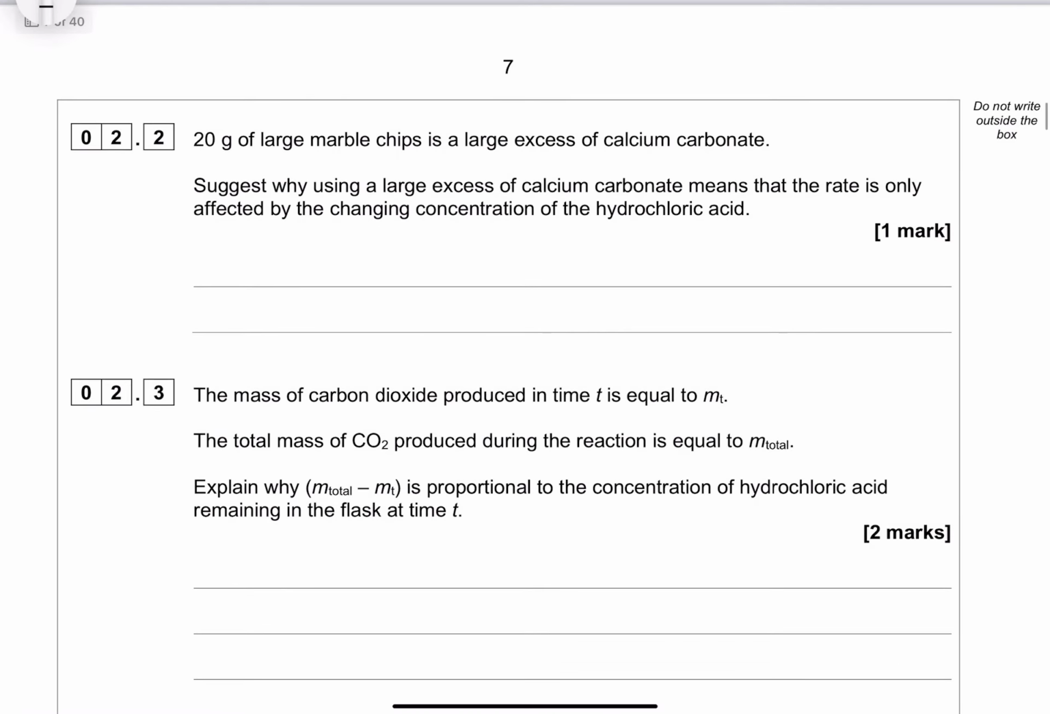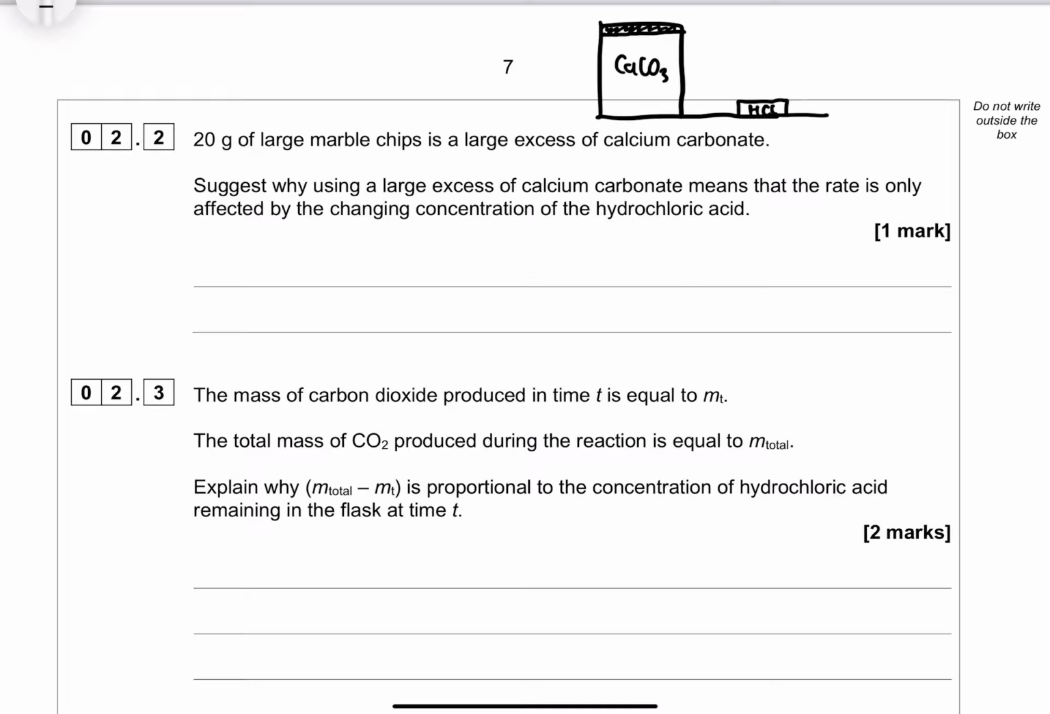"20 grams of marble chips is a large excess of calcium carbonate. Suggest why using a large excess means that the rate is only affected by the change in concentration of hydrochloric acid." Well, when we have a large excess, so that we've got loads of calcium carbonate and only a little bit of HCl, then when all the HCl gets used up, it uses up some of the calcium carbonate, but it's such a small amount that the calcium carbonate has stayed effectively constant. So rate is only affected by concentration of HCl because the amount of calcium carbonate is a constant.